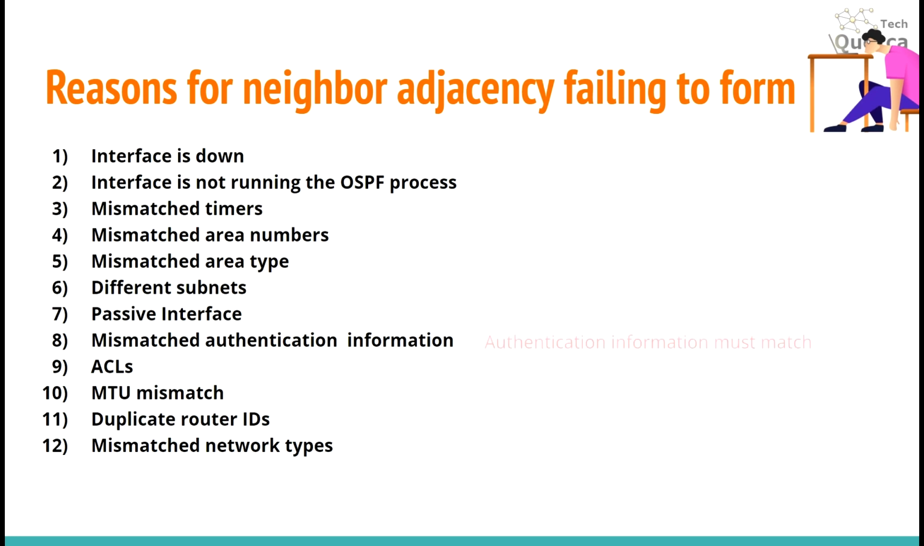Next one, mismatched authentication information. If you use authentication for OSPF, be sure that the authentication information is identical on both ends of the link between routers. ACL: you need to be sure that OSPF multicast packets to address 224.0.0.5 are not denied by ACLs. Next one, MTU mismatch.